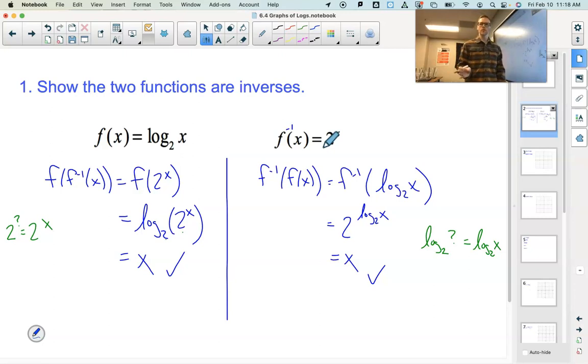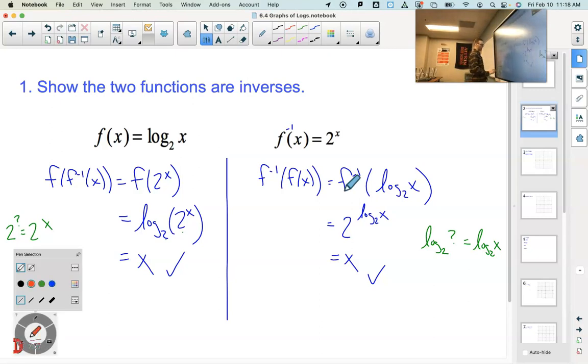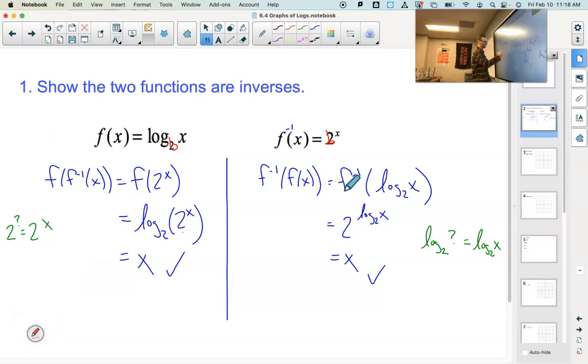Would this change if I changed the base? Or would this whole thing here still hold true? Like, what if I switch this to be the log base b of x, and this was just b to the x? Wouldn't the results be the same? Isn't the log base b to the x still x? And over here, I mean, everything would still be true, wouldn't it?